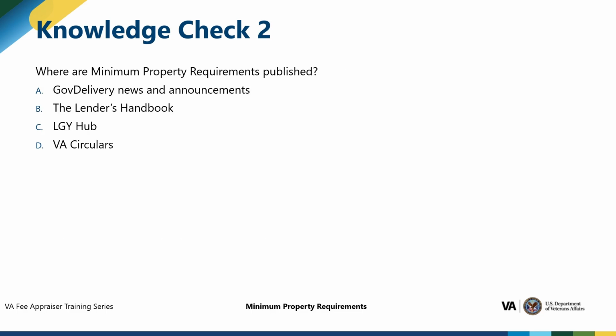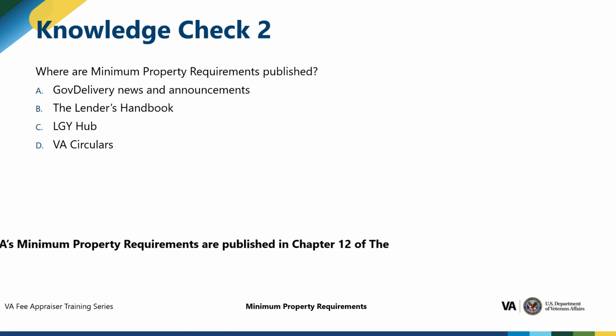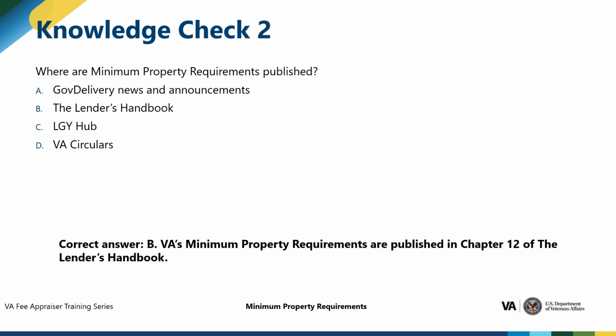Knowledge check 2. Where are minimum property requirements published? A. Gov Delivery News and Announcements. B. The Lender's Handbook. C. LGY Hub. D. VA Circulars. The correct answer is B. VA's minimum property requirements are published in Chapter 12 of the Lender's Handbook.